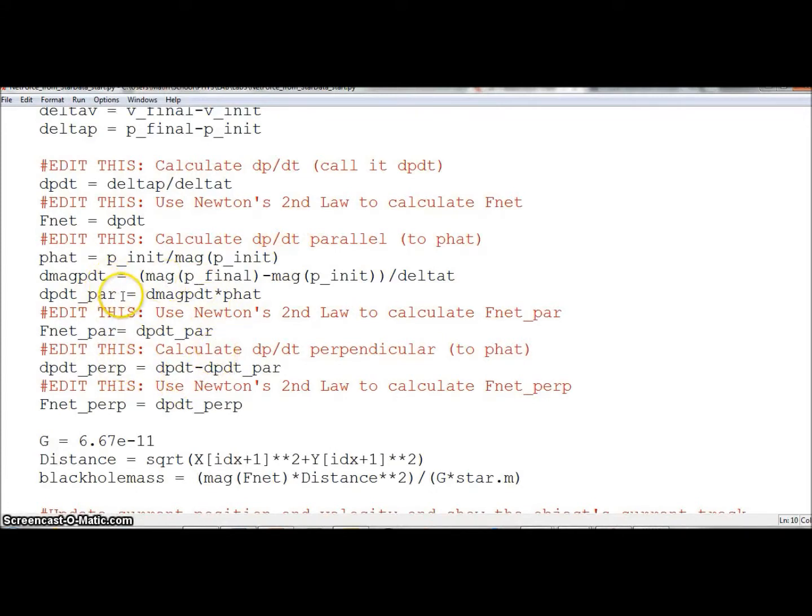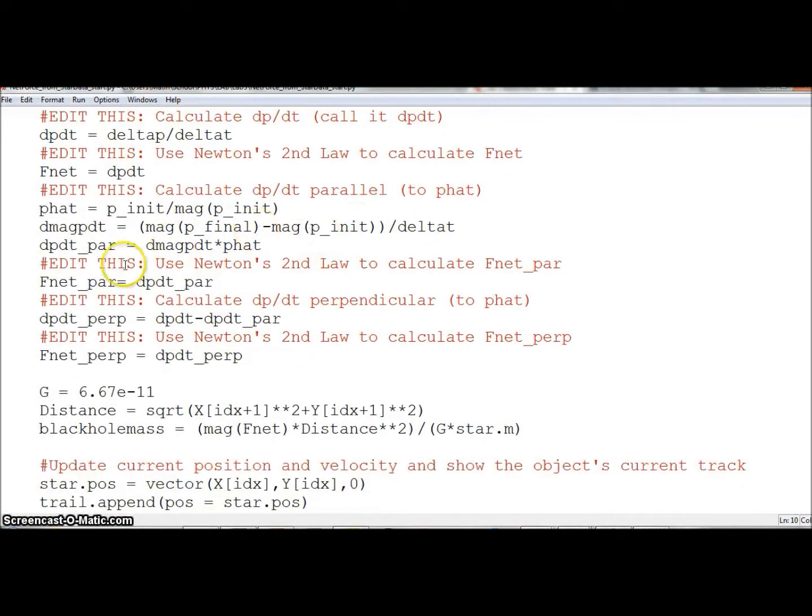The parallel component was the change in the magnitude of the momentum times the unit vector for the momentum. And the perpendicular component was just, since the sum of the parallel and perpendicular components equals the dp over dt, since we know the dp over dt, I subtracted the parallel component to get the perpendicular component.